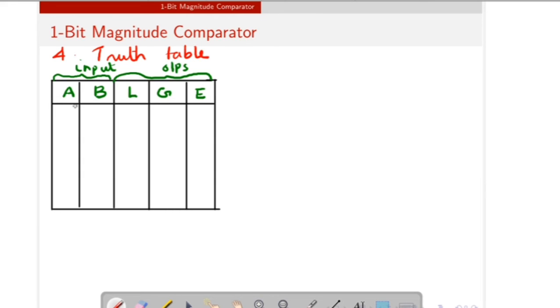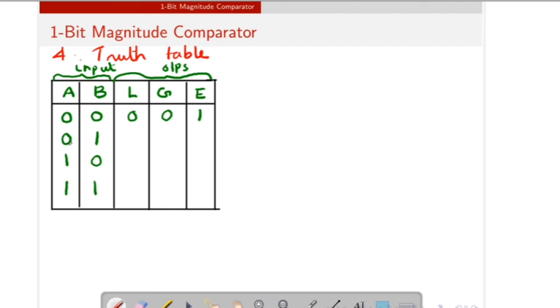Here we have two inputs, so in the truth table there are 2 raised to 2, that is 4, input combinations. That means both numbers are 0, 0; first number is 0 and second number is 1; first number is 1 and second number is 0; and both numbers are 1. If A is equal to 0 and B is equal to 0, the numbers are equal, so E is equal to 1, and L and G are 0.